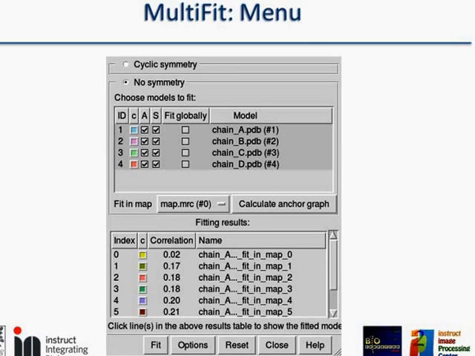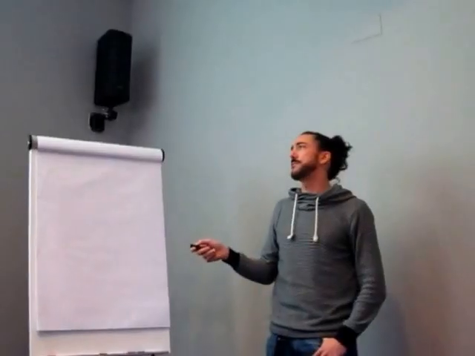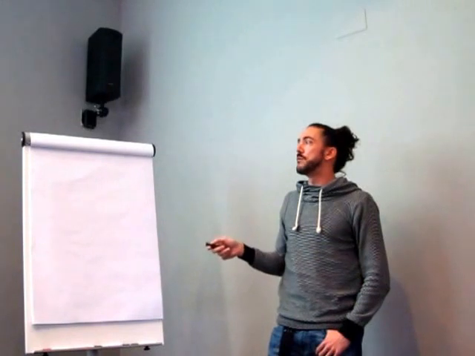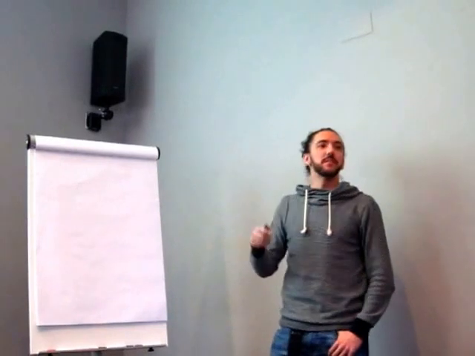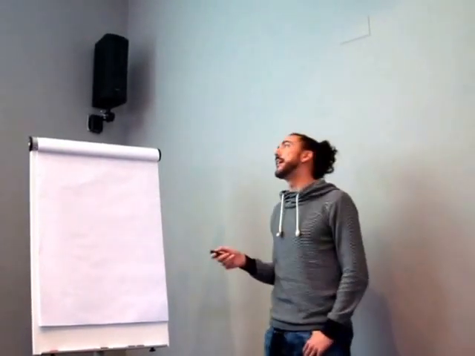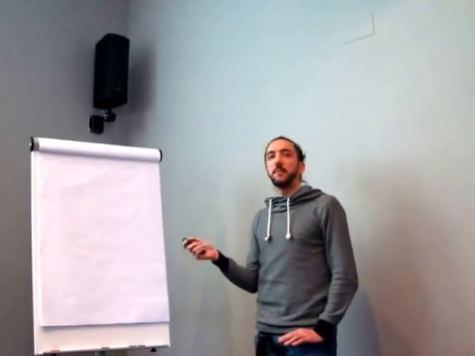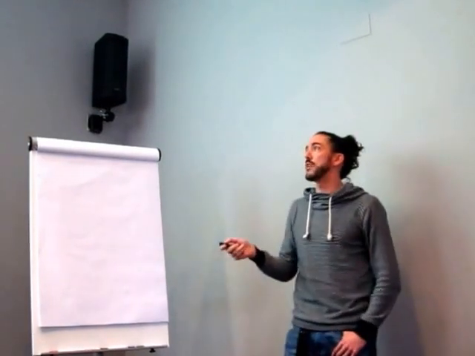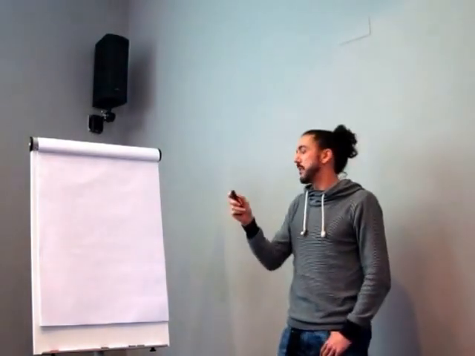So here we have, it says correlation. This is not a real correlation. This is the score that MultiFit gives to each solution. The lower this value is, the better the solution is supposed to be. However, this is a mathematical model. Maybe the best solution is not the closest to the native structure. So what you have to do is always check some of the structures and see the one that you believe the most.